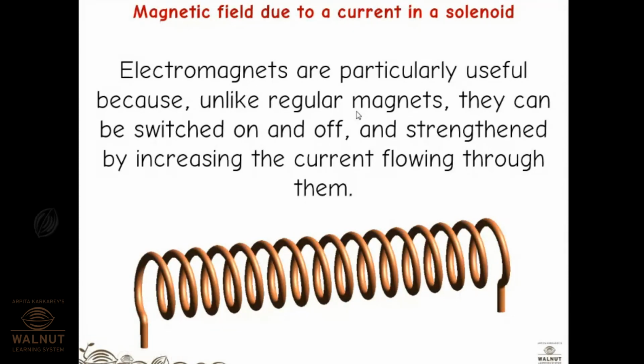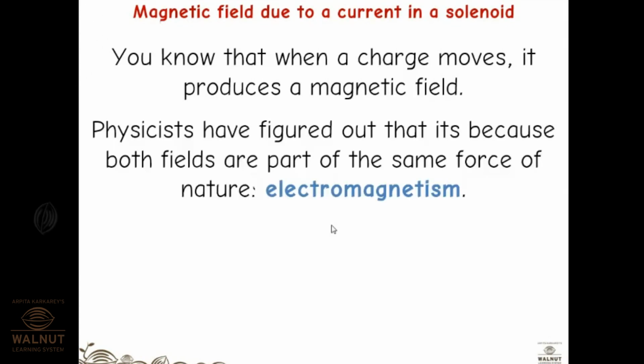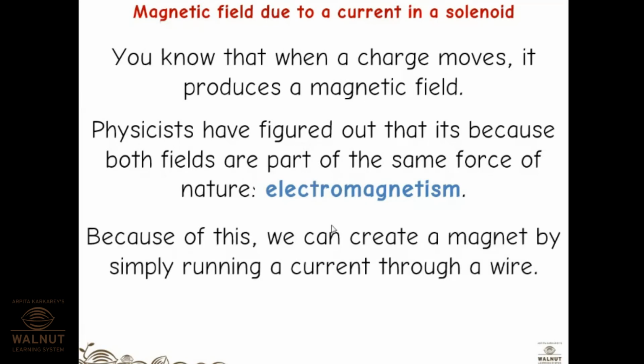In regular magnets, your poles are fixed, north pole and south pole. But in an electromagnet, you can just reverse the poles. How can you reverse the poles? You can reverse the poles by reversing the direction of the current. So you know that when a charge moves, it produces a magnetic field. Physicists have figured out that it's because both the fields are part of the same force of nature, that is electromagnetism. Because of this, we can create a magnet by simply running a current through a wire.